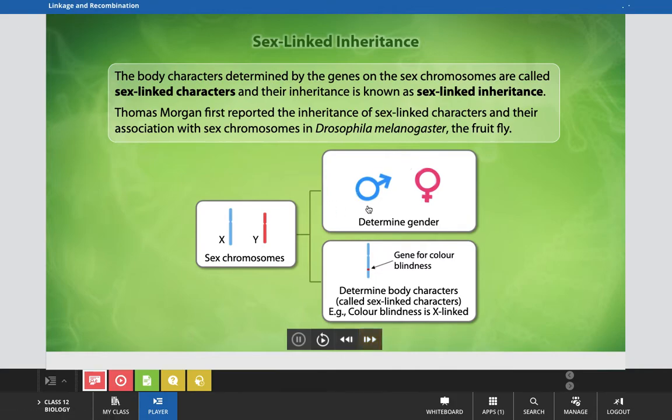Here you can see the X and Y chromosomes, which determine the gender in the case of Drosophila, and later on it was studied that in humans also the same phenomenon is used for sex determination on the basis of genetics. The gene for color blindness is also present on this chromosome, which determines a body character like color blindness, and that's why color blindness is also known as X-linked or sex-linked inheritance.